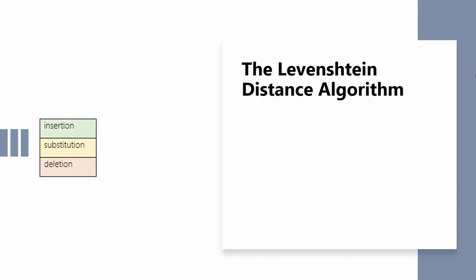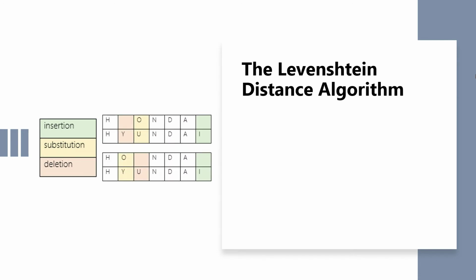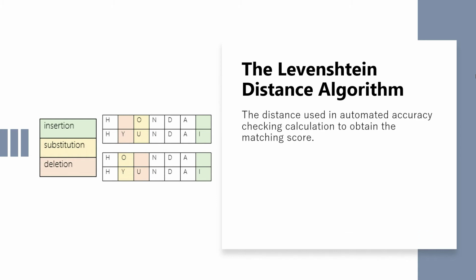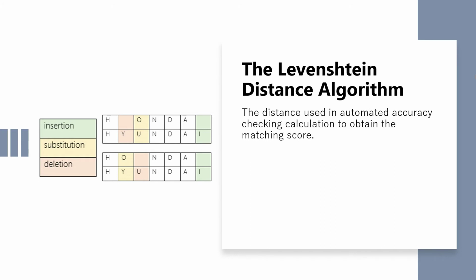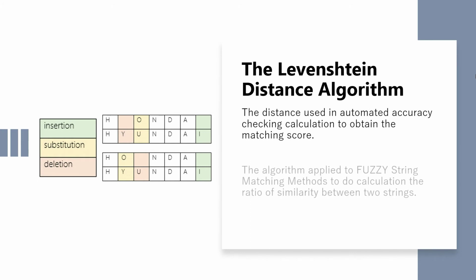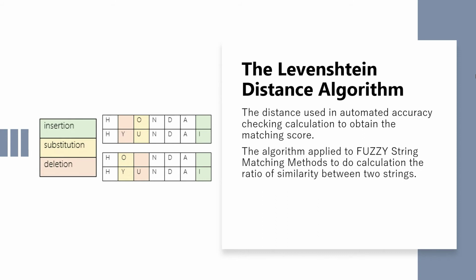The distance calculation in the Levenshtein distance algorithm is the principal algorithm that has been used for the matching and similarity process. The distance is used in the automated accuracy checking calculation to obtain the matching score. The algorithm is applied to fuzzy string matching methods to calculate the ratio of similarity between two strings.